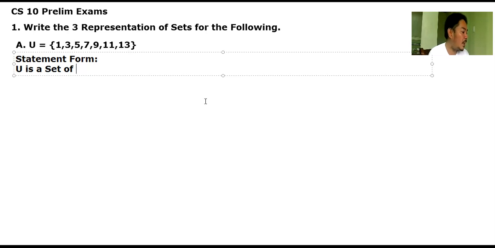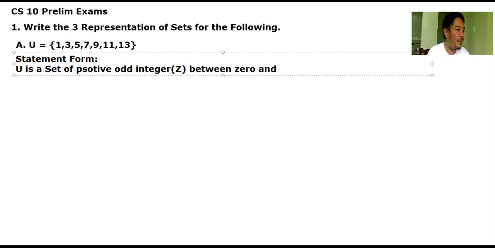So U is a set of positive odd integers. Z po yung integer. Okay, so Z between 0 and 15, yun na yan, 15. Yun po ang statement form. Okay, next.